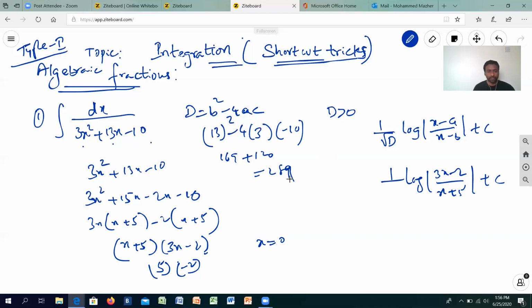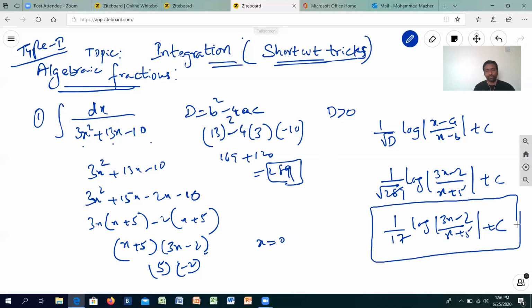Then what about root d? You already got d as 289. What is the square root of 289? 17. Bingo. So this is what you will have to do, students, for your competitive exams whenever you solve questions of algebraic fractions and they ask you to do integration. Simple trick. Now let's take one more example.